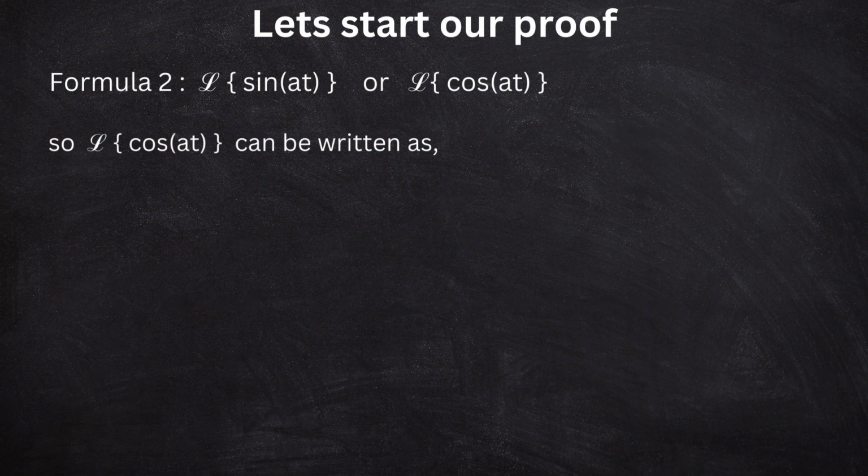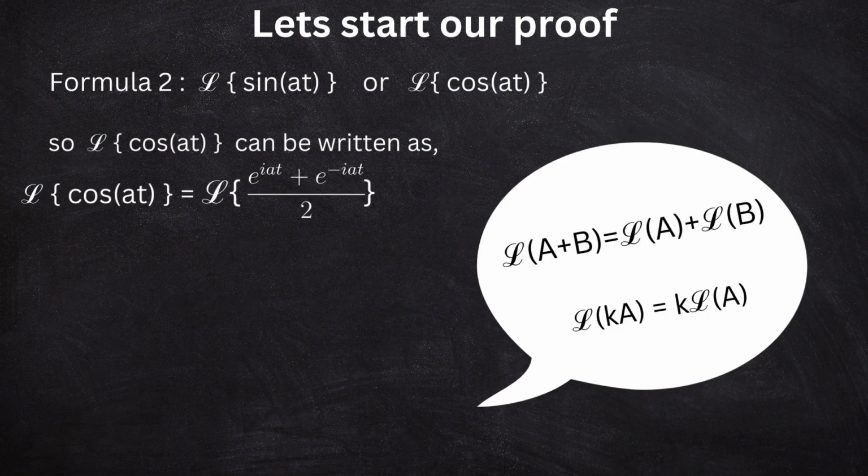Here you need to remember two important properties, that is Laplace of addition of two functions is same as taking Laplace of each function separately and adding them together. And Laplace of a function multiplied with a constant is equal to Laplace of the function multiplied with that constant. So our expression can be written like this.